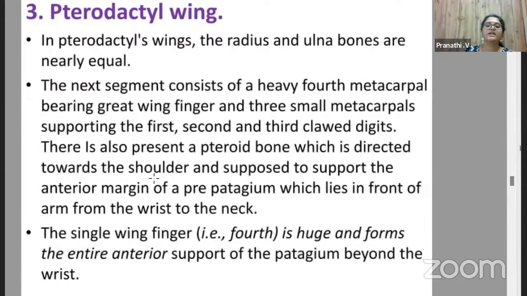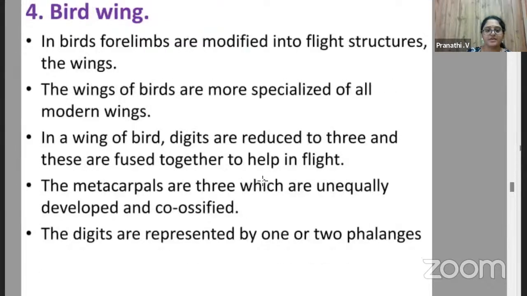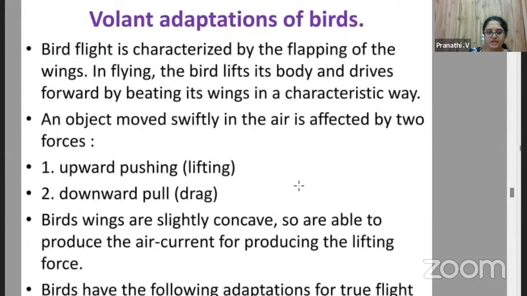So you have pterodactyl wings wherein the radius and the ulnar bones that are present are almost equal. And you have again different kinds of adaptations in the carpals and the metacarpals present. And when it comes to the bird's wings, modified into flight structure, for all that you know, metacarpals are three, and then the digits are represented by one or two phalanges, and all the wings are specialized.